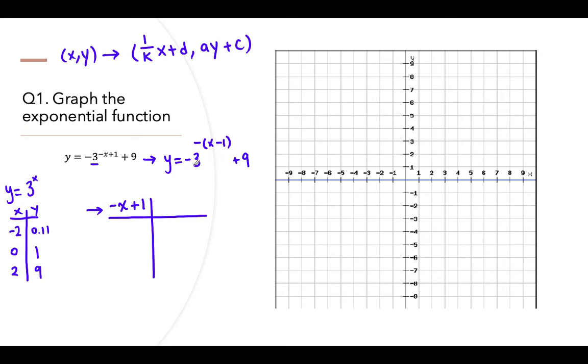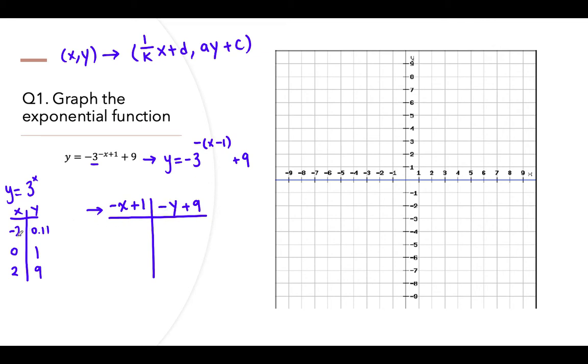For y, I have negative a, so negative y. Now keep in mind a is not 3. 3 is the base. So if I want to figure out what a is, then just look at what is in front of the base number, which is negative 1. So negative y plus 9. So that will be my mapping rule.